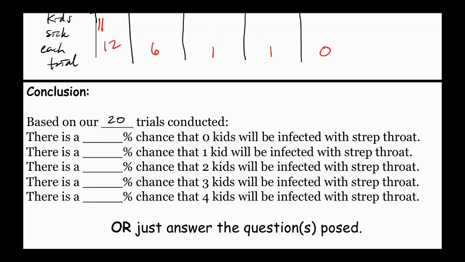What do you get? I think that's 60%. The next one is 30%. And then 5 and 5 and 0. Okay.